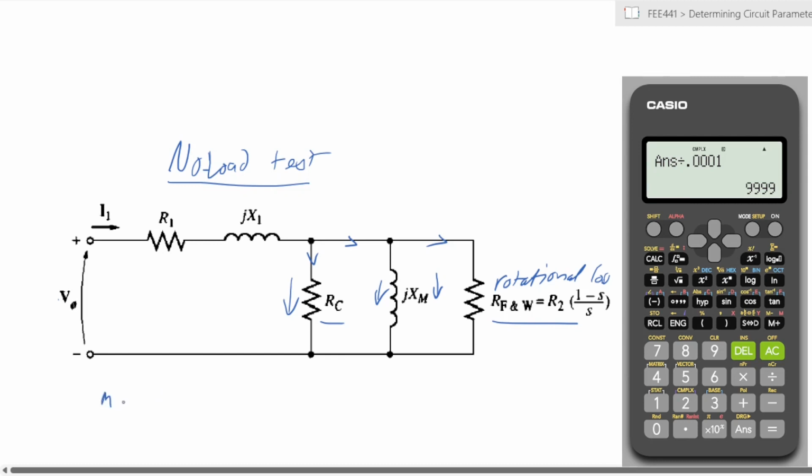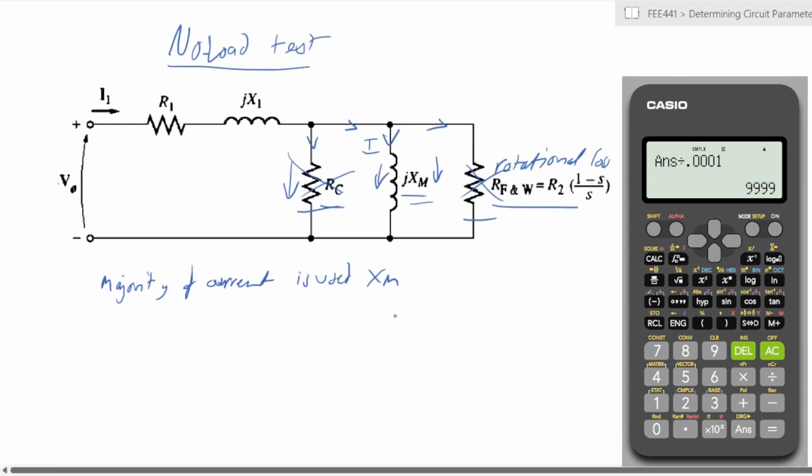And the majority of current will actually be used to set up the magnetizing effect, which is XM. And that means that the value of XM is much smaller than these two, and therefore these are generally disregarded. So you would have XM being the majority, the most current will flow through that arm of the circuit. A bit more consideration.